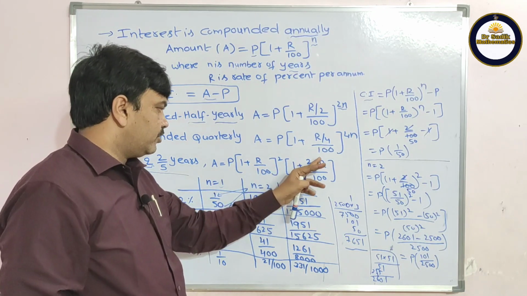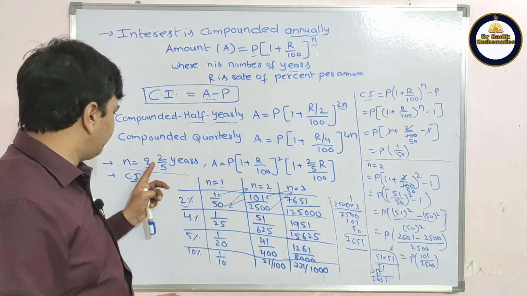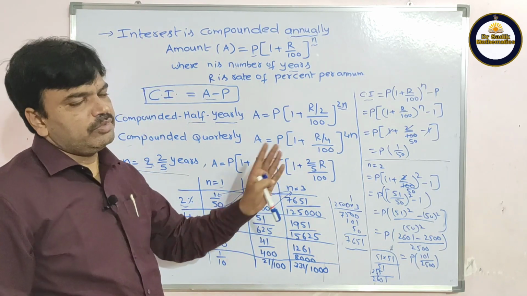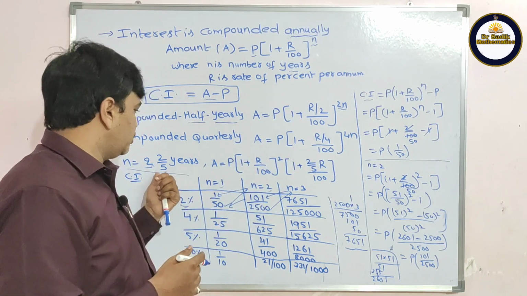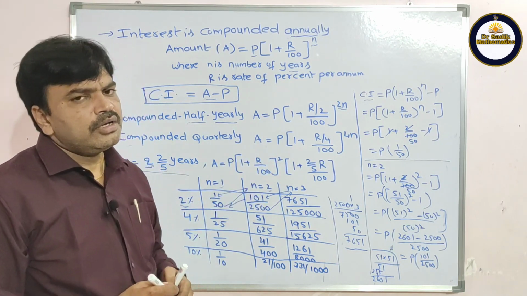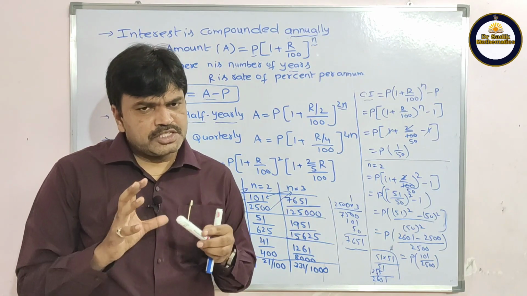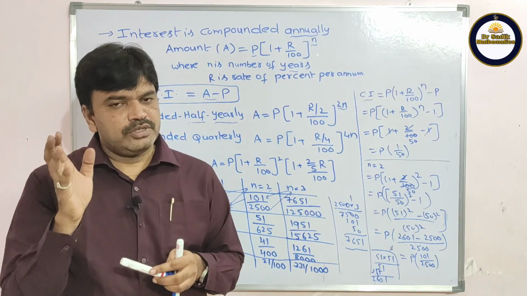So that is 2 by 5, r by 100. Suppose if we have 4 by 5, then you write 4 by 5. Or 10 by 5, you write 10 by 5. Whatever the value is here, you write there. Okay, now let us see the difference between simple interest and compound interest formula, friends.